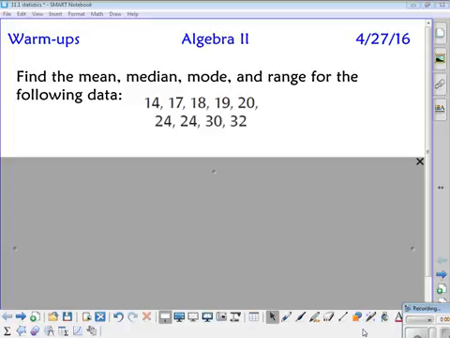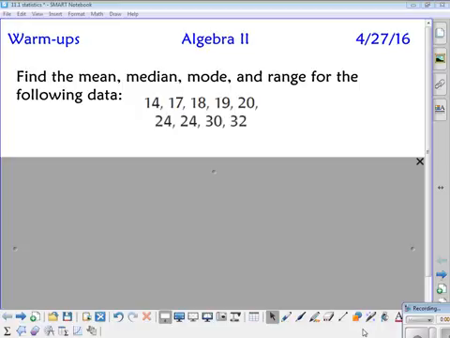All right, so I used the warm-ups today to refresh your memory on stuff you hopefully knew already. Mean, median, mode, and range. So how do you guys find the mean of a set of numbers? It's the average, which means what? You add them all up and divide by how many there are, which is 1, 2, 3, 4, 5, 6.